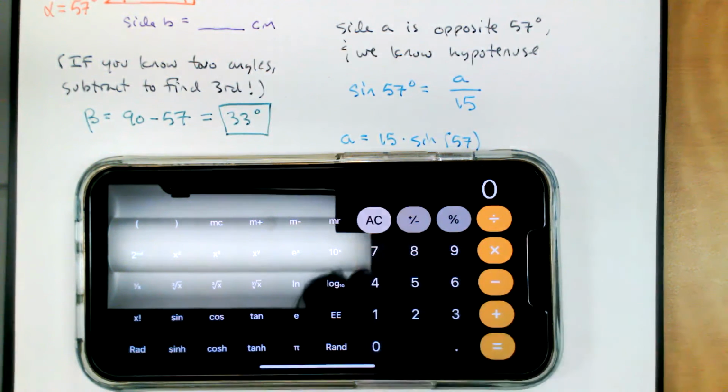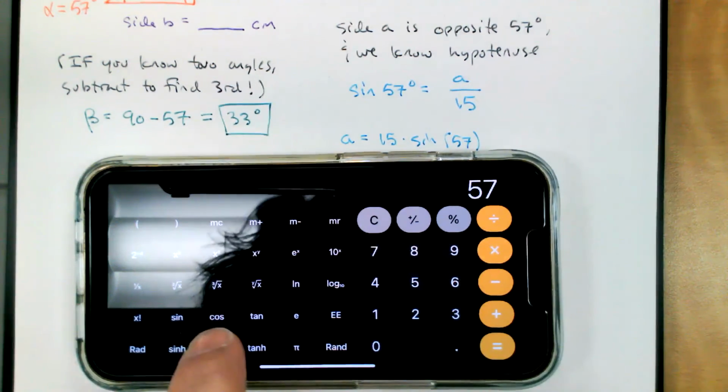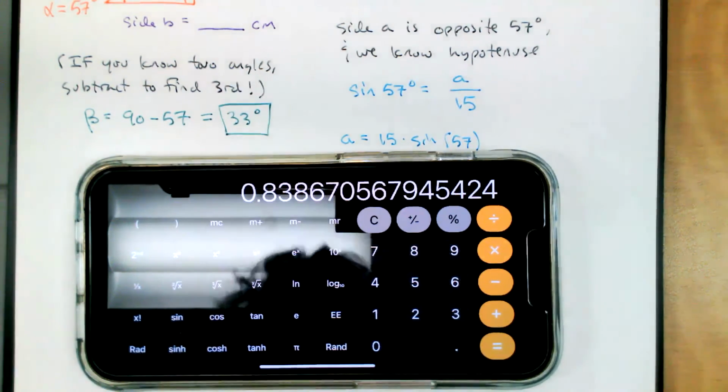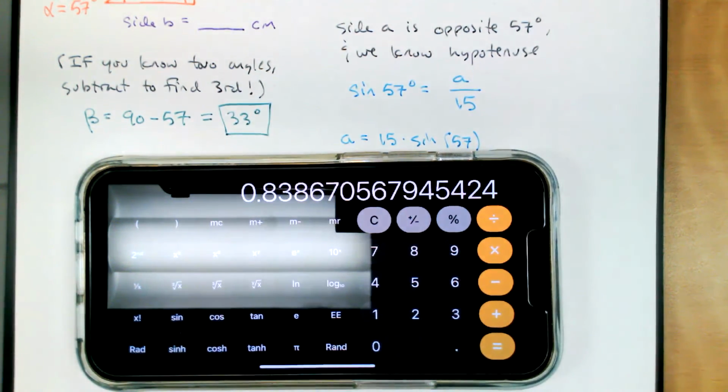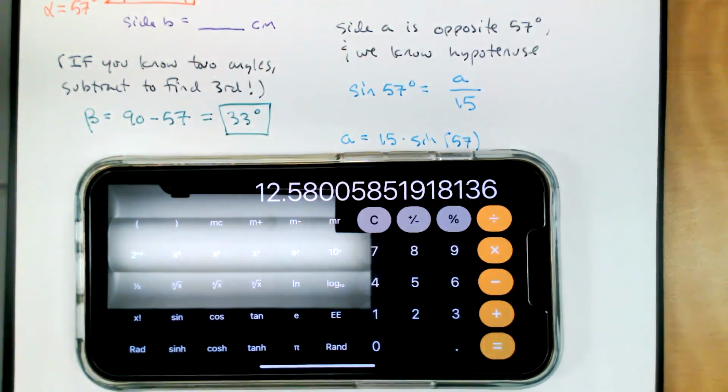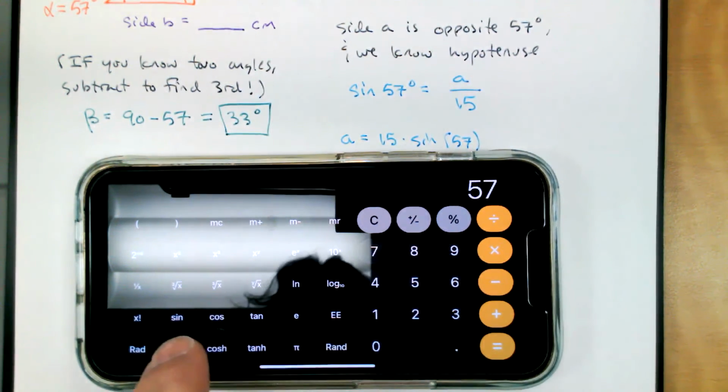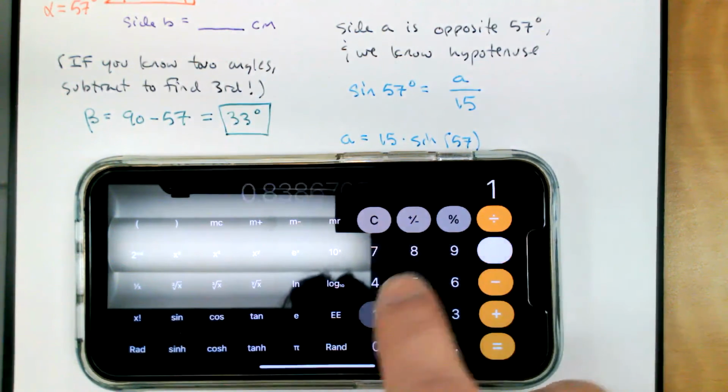So once again, I have 15 times the sine of 57. I can't type it on this calculator like I see it. I have to put in the 57 and then ask for the sine. And I'm like, oh, yeah. Multiply 15 by that. You could also just lead with the sine of 57 by going 57 sine and then multiplying by 15.